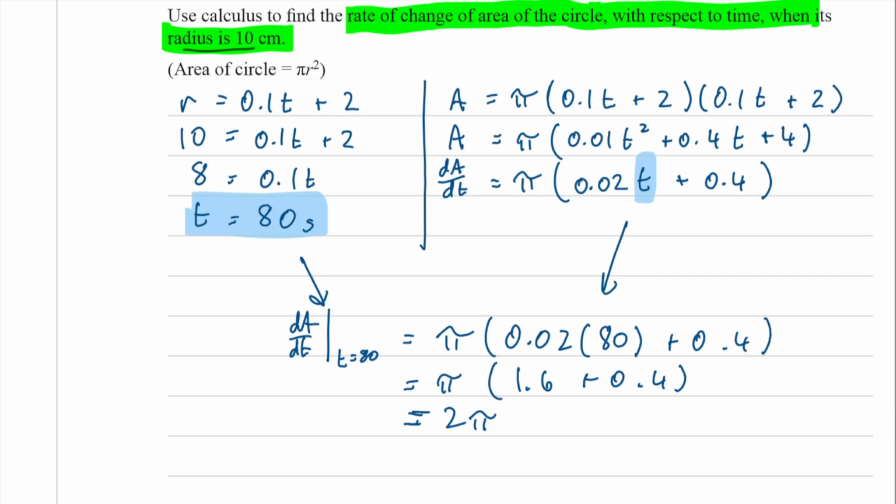What a mouthful. Now what are the units for this? Area is in units of centimeters squared, but it's the rate of change of area with respect to time. So centimeters squared per second. That's a lot, so let's recap that one. It is an excellence question.